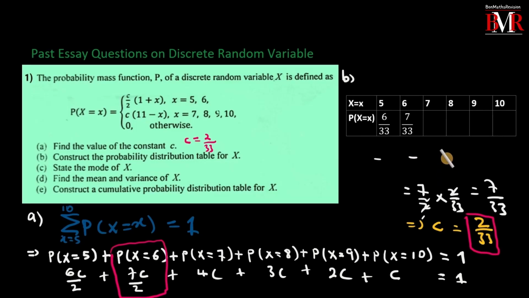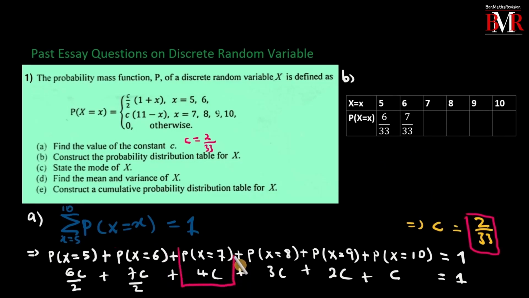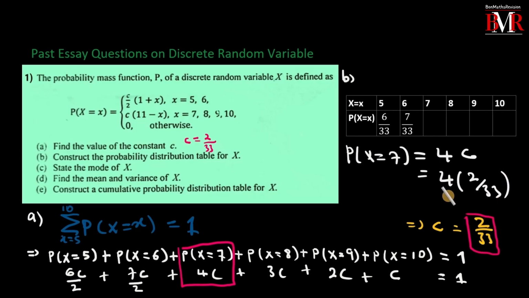Now the probability when x equals 7 is 4c. That is, the probability of x equals 7 is equal to 4c. That is 4 into 2 over 33. That is 4 times 2 is 8. We have 8 over 33. It means here is 8 over 33.